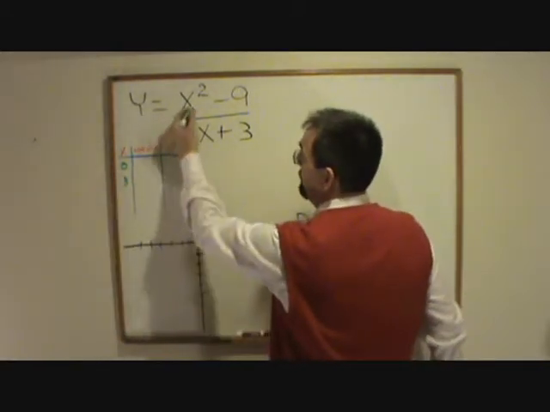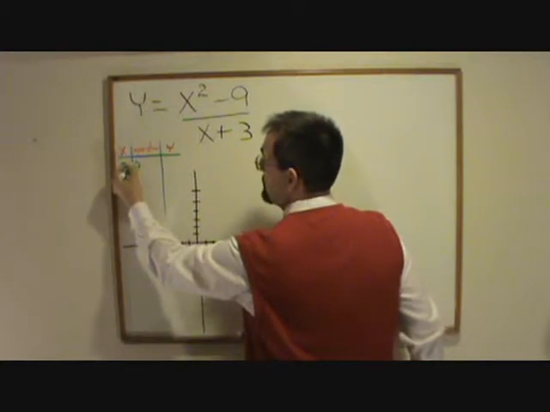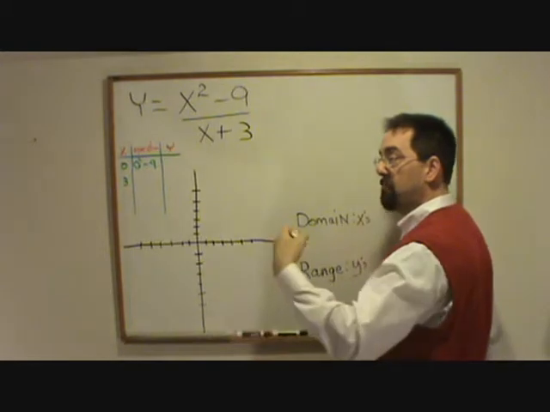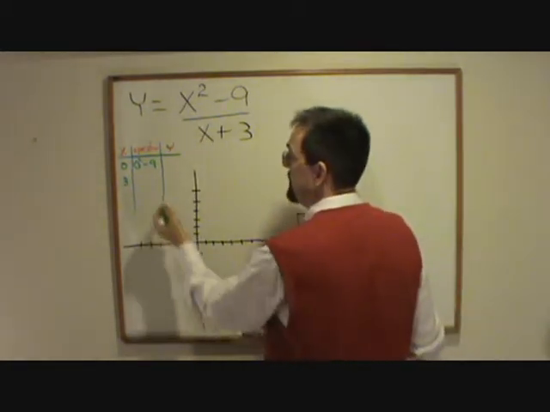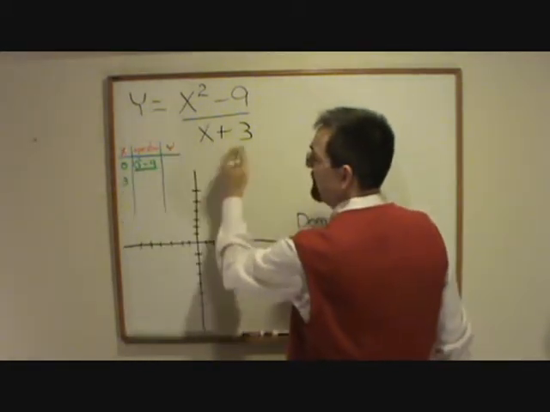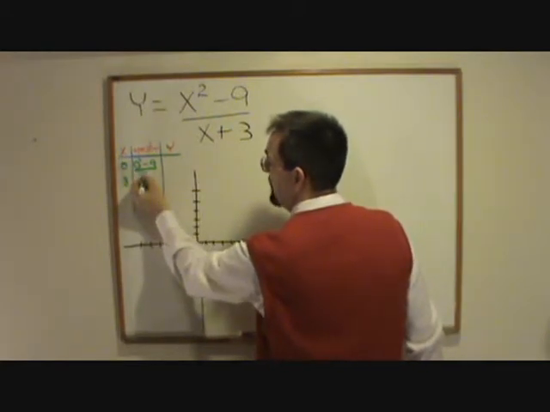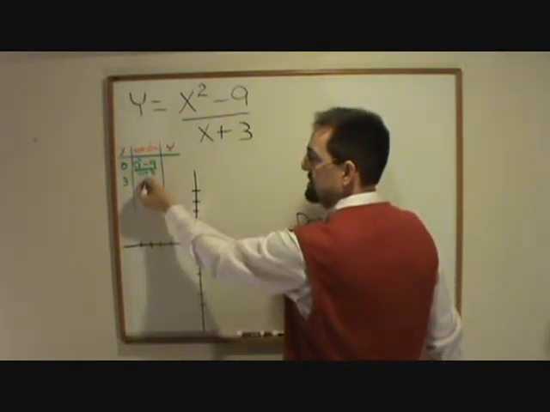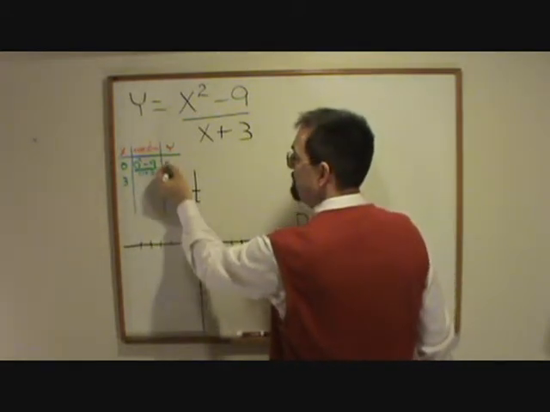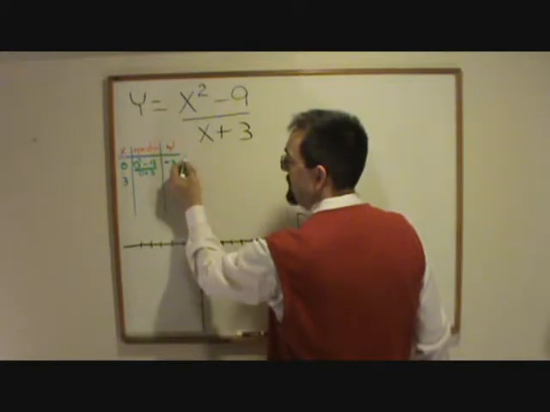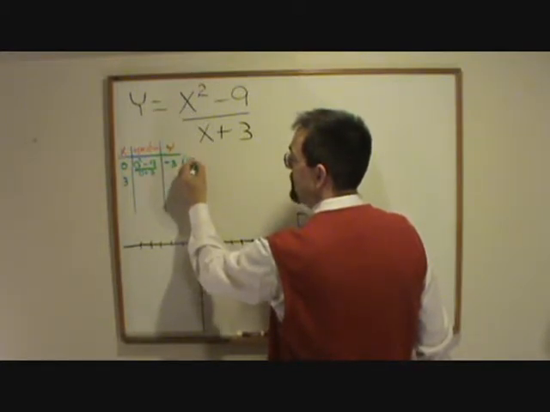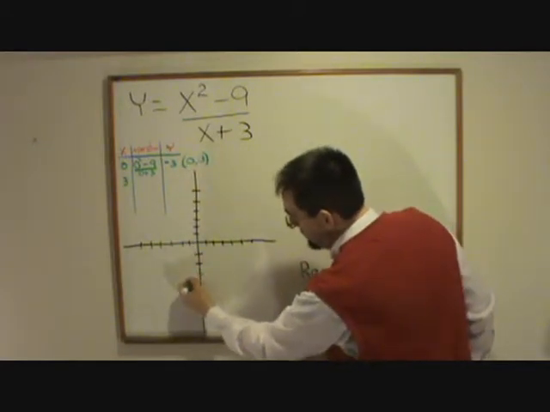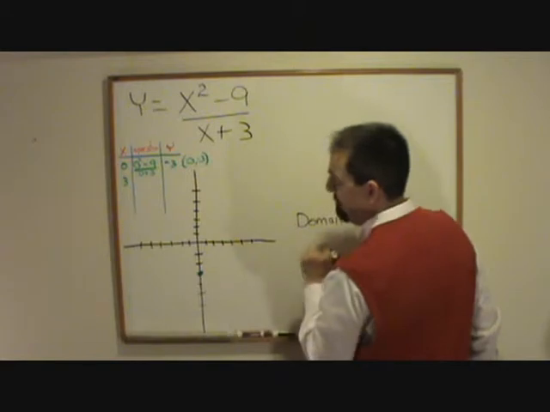Let's plug 0 in. We're going to have 0 squared minus 9. 0 times 0 is 0, minus 9 gives us a minus 9, and that's all divided by 0 plus 3. 0 plus 3 is 3. So minus 9 divided by 3 gives us a minus 3. So our actual coordinate point is (0, -3). Put a big spot right there.